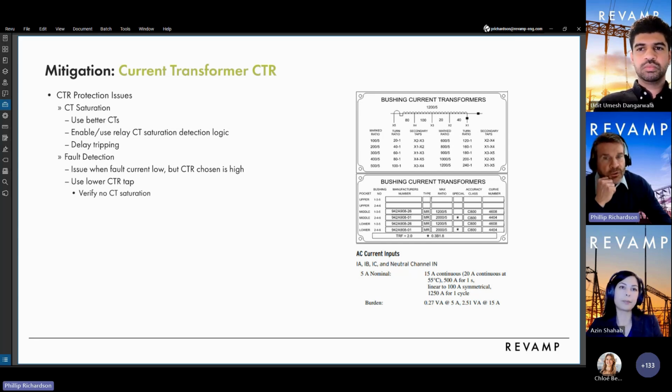What else is there? Fault detection. I brought that up. Size your CTR based on your remote fault, so you can actually see the fault. But one thing to mention: if you use a lower CT ratio, you have to be concerned about CT saturation.